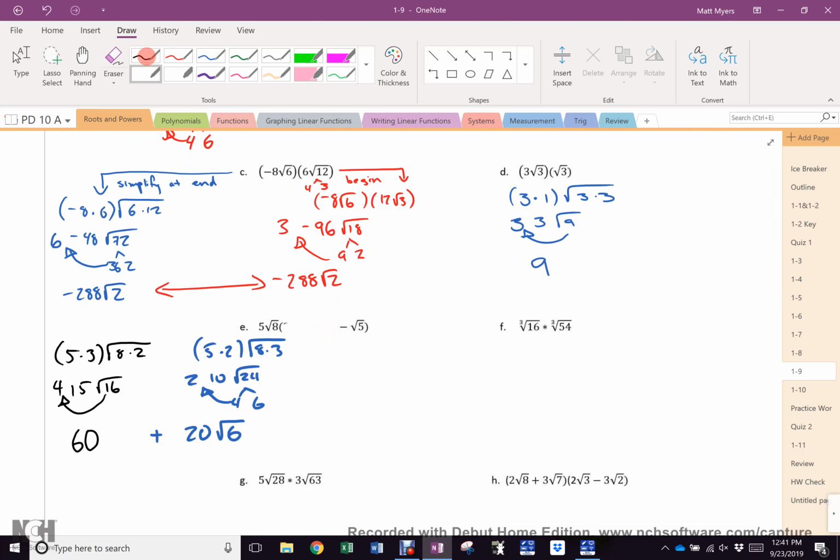What is left? That to get negative, or 5 times negative 1 root 8 times 5, which is negative 5 root 40, which is 4 times 10, which is negative 10 root 10. And then am I done?